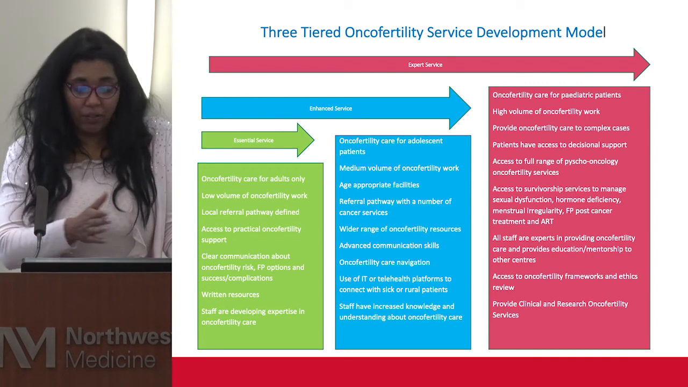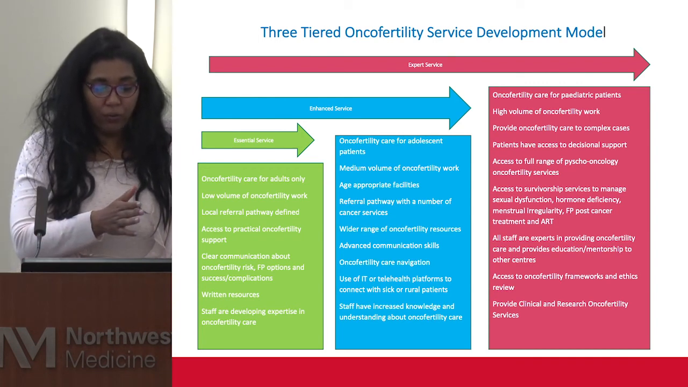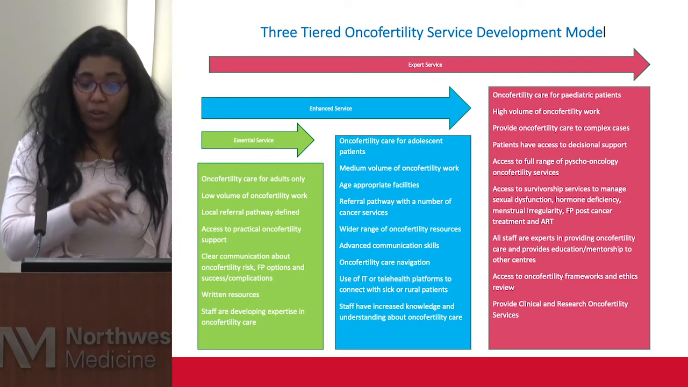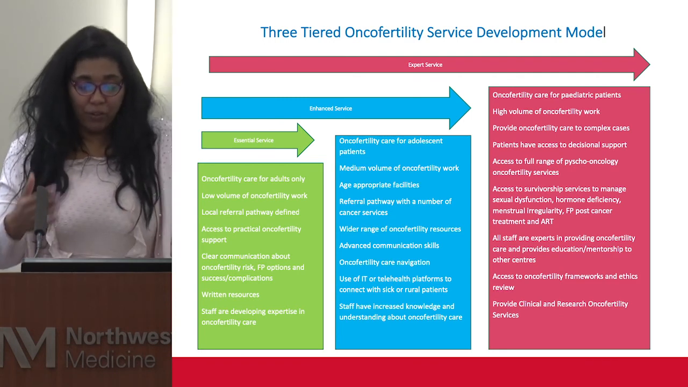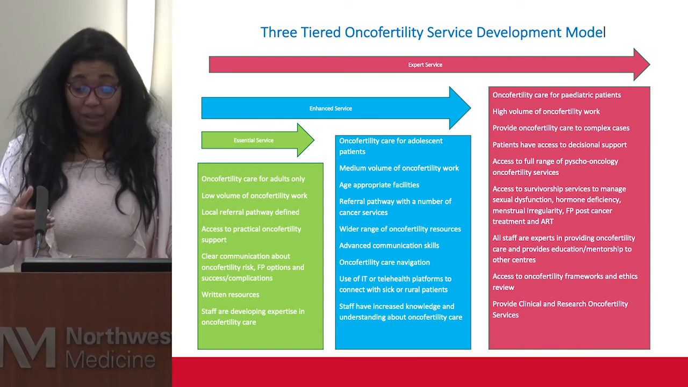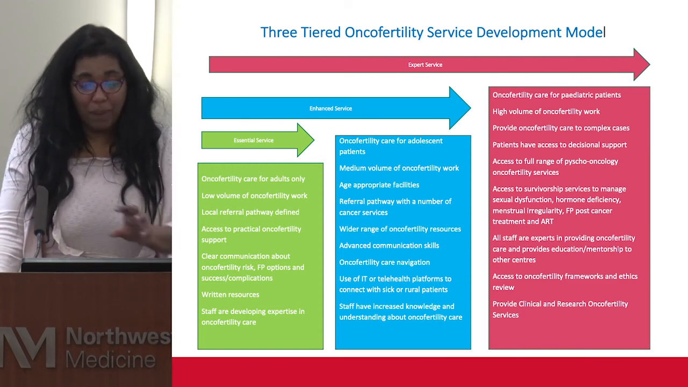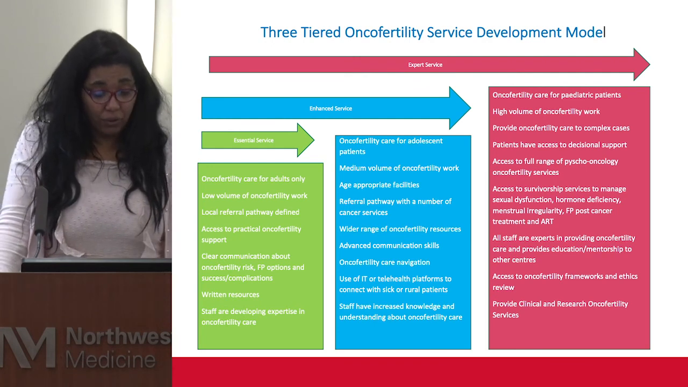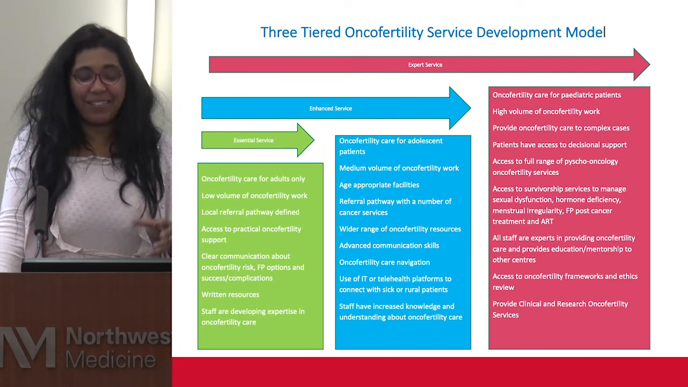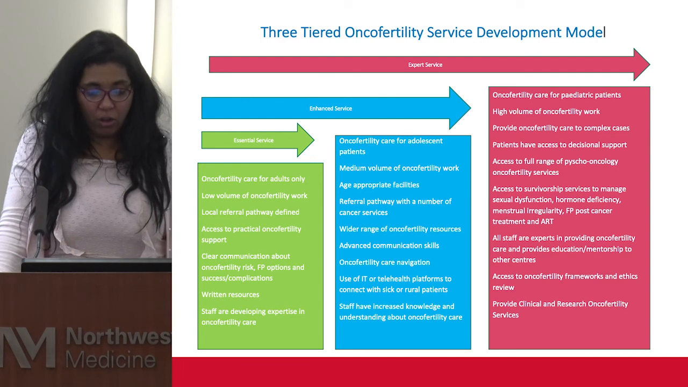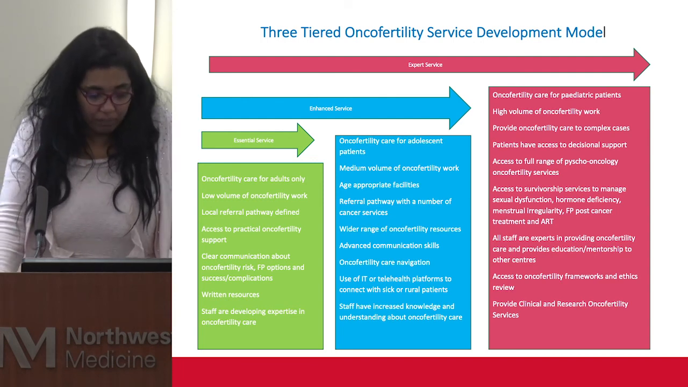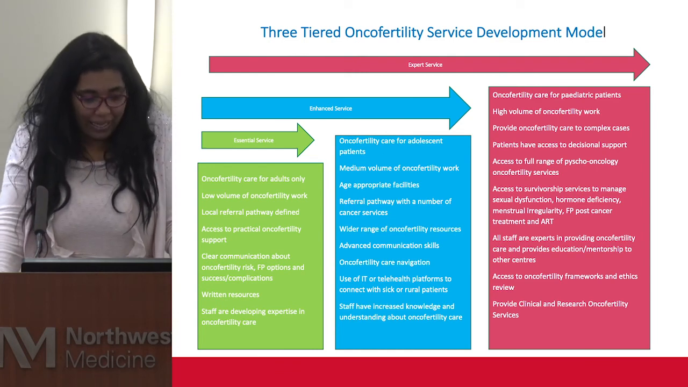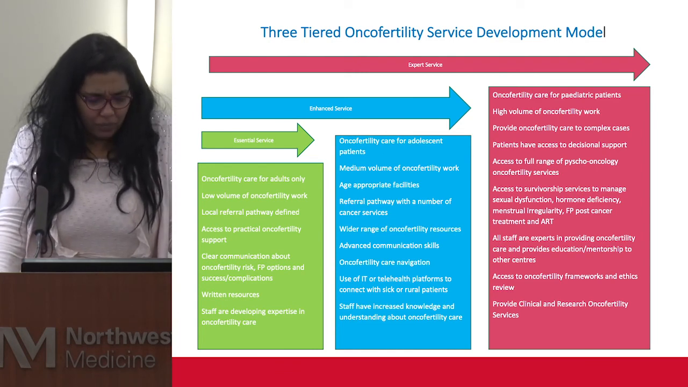And so the idea of this is that you go from green to blue to red, although you may be a service that has some red and some green. And over time, there may be some services that span off, so there's 4 or 5 different levels. But really the key essential components were that oncofertility care needed to be integrated for certainly all adult patients as standard care, and that referral pathways needed to be defined.